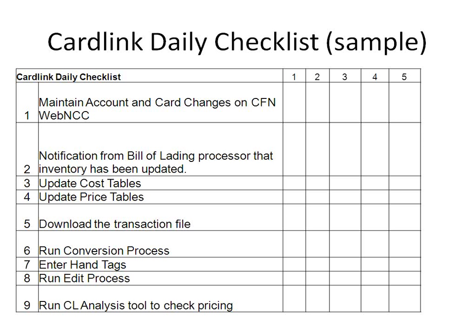This is an example of that CardLink daily checklist I was talking about. This one started out to be a CFN checklist, so it talks about maintaining account and card changes on the CFN website. Included in here was notification for bill awaiting processor that the inventory had been updated. That notification may be just a copy of the valuation report. Here's your valuation report. You're good to go.